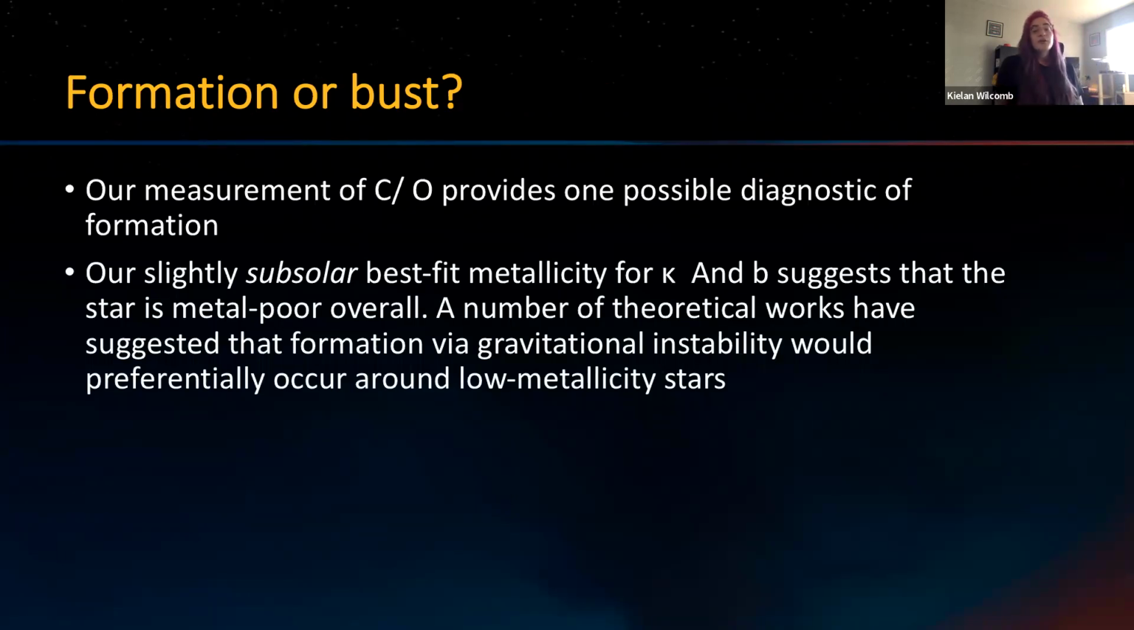So no C/O ratio exists for Kappa And due to so few lines in the spectra, as stated before. So we cannot conclude fully the C/O formation pathway. Our slightly subsolar best fit metallicity for Kappa And A and B suggests that the star could be metal poor overall. Many recent works have suggested formation via gravitational instability would preferentially occur around low metallicity stars.